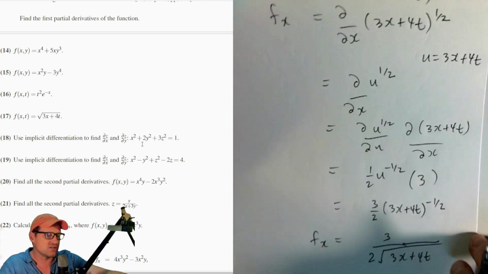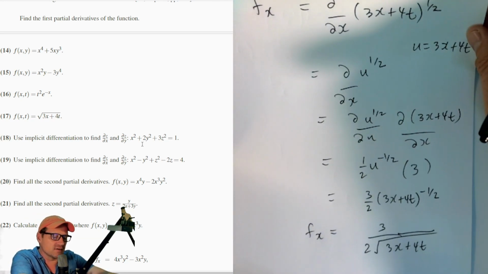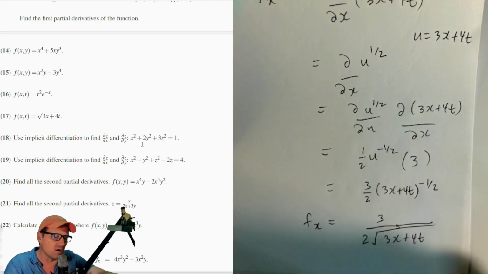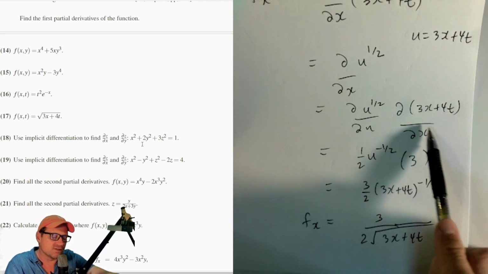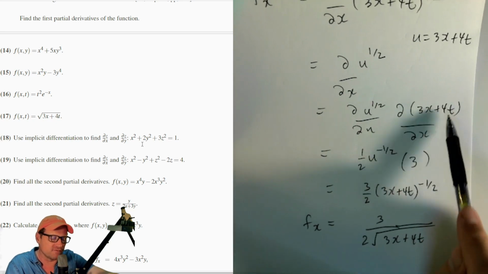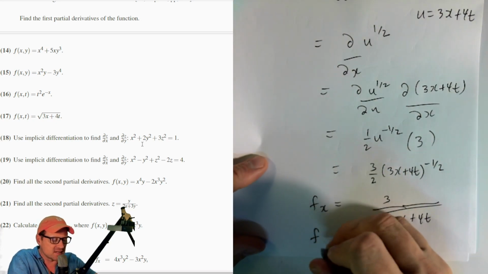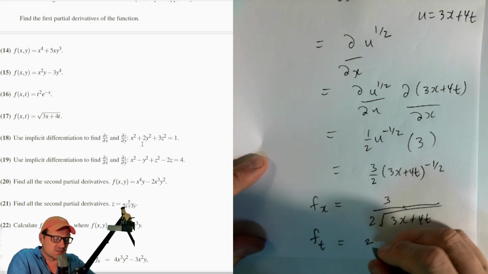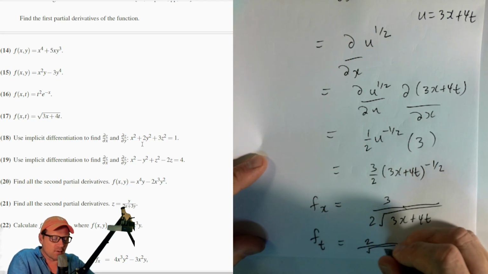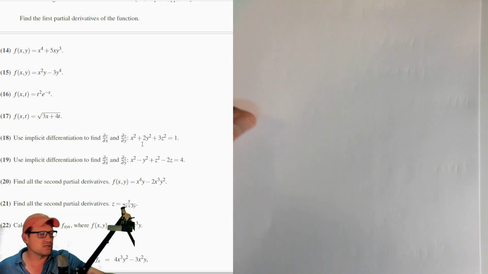Okay, now differentiating that function with respect to t, well, the only difference here is where we got the 3. If we were to differentiate this with respect to t, we would get a 4 instead. So we can clearly see just by looking at this that f subscript t should be 4 over 2, which is 2 over the square root of 3x plus 4t. Okay, just by looking at that. So let's move on to question 18.